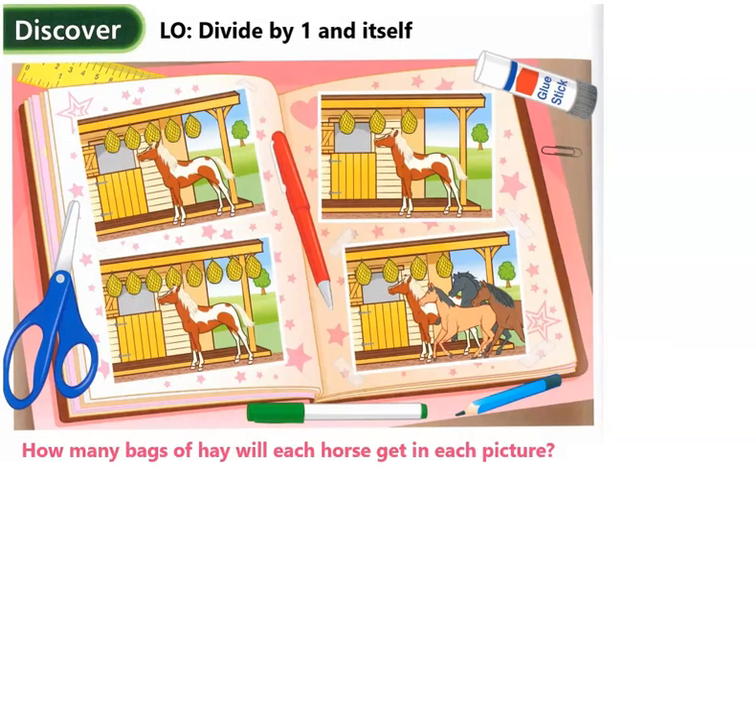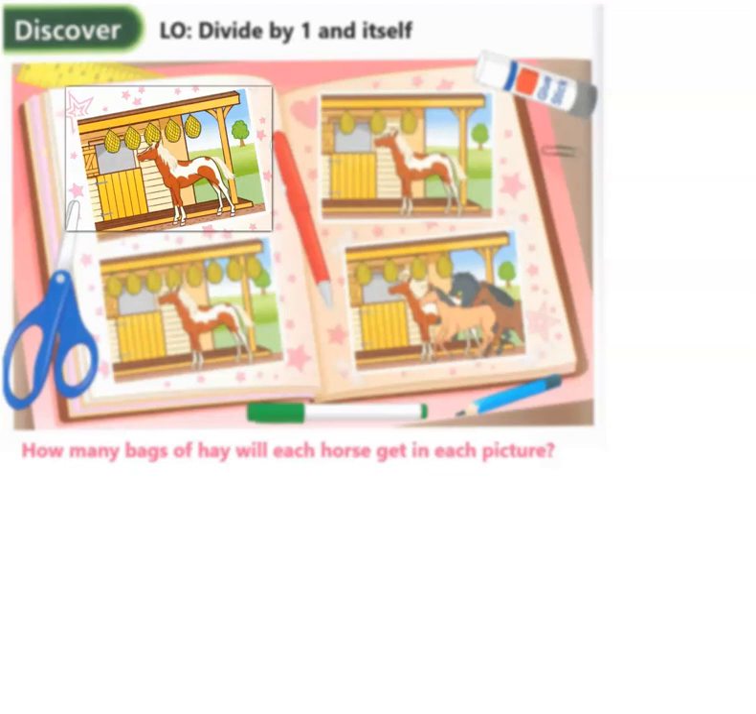Today's learning objective is to divide by 1 and itself. Let's start by looking at dividing by 1. So we look at the discovery picture and we're being asked how many bags of hay will each horse get in each picture. We're going to start with the top left hand picture.